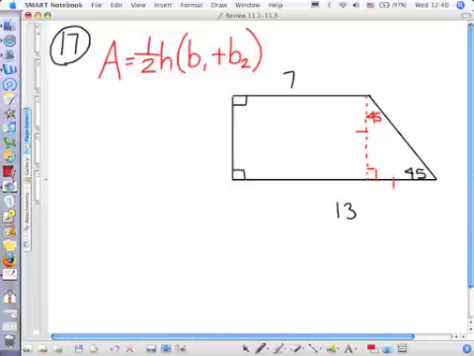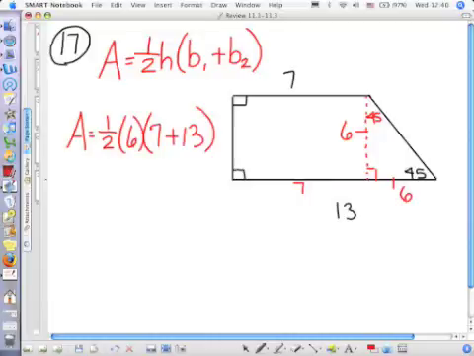What's the opposite side of a rectangle? 7. And since the whole thing was 13, what's this? Which means the height is 6. So you have a height of 6, and your bases are 7 and 13. Which gives you an area of 60. Isn't this fun? Anyway.